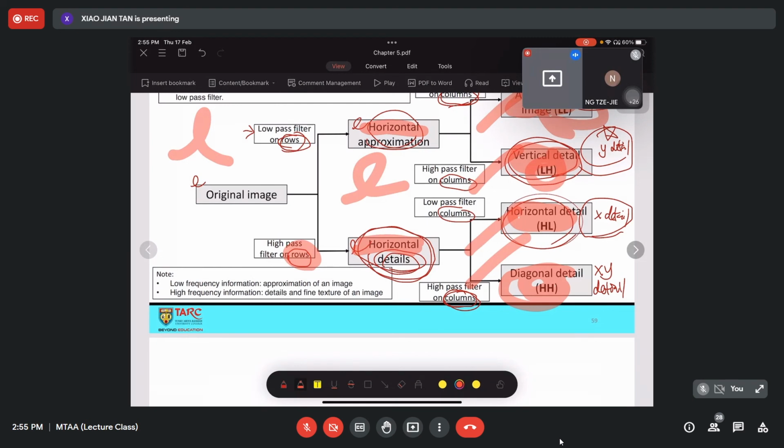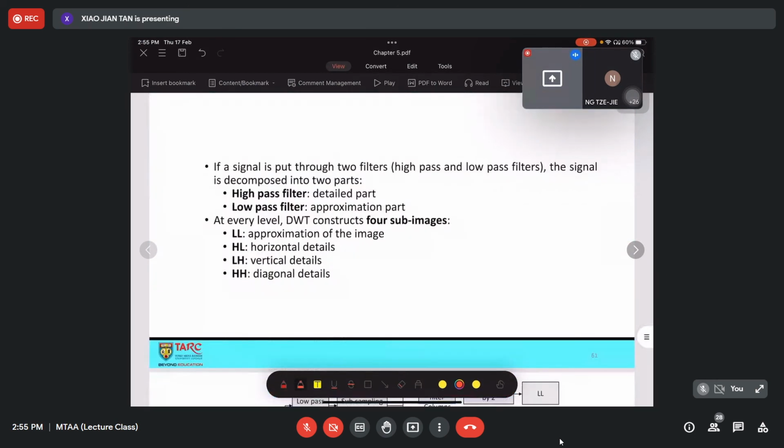As long as you know low pass is to allow low frequency to pass through, and high pass is to let high frequency pass through, that should be sufficient. So if a signal is put through two filters, high pass and low pass, the signal is decomposed into the high pass filter, the diffuse part, and the low pass filter, the approximate part. Last time I couldn't remember whether high pass removes high or lets high frequency pass through. Actually it's very simple. High pass means only high frequency can pass through. Low pass means low frequency can pass through.